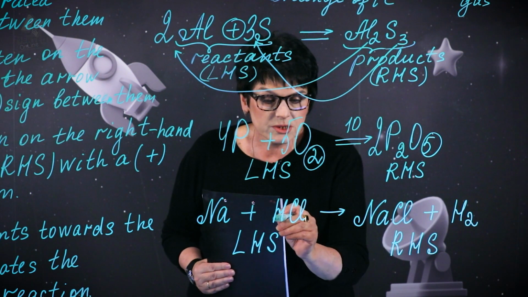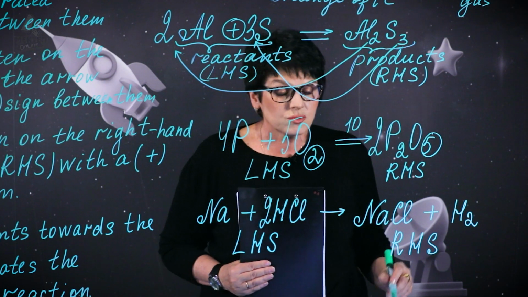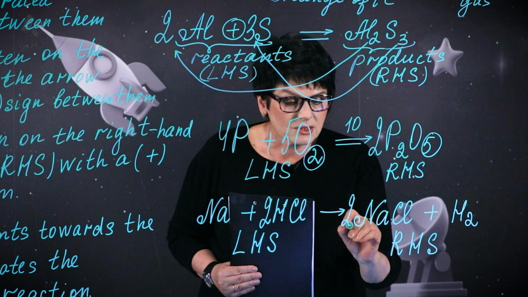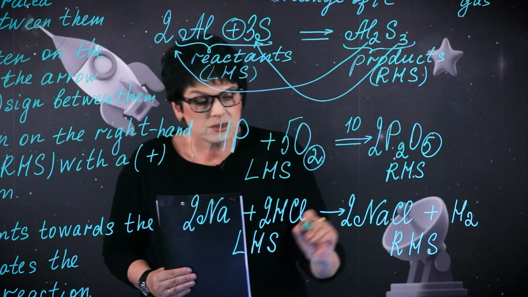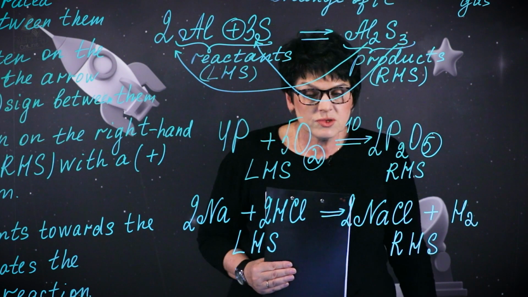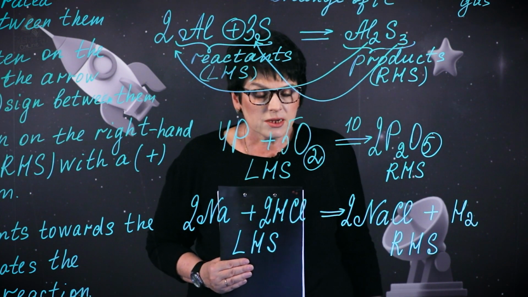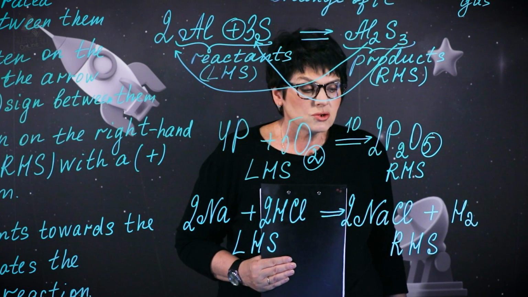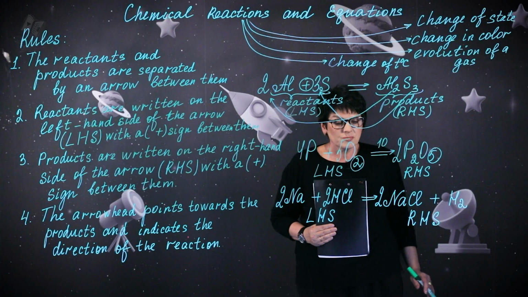Okay, let's begin with hydrogen. Here it is by itself, here it is in pairs. Then we will add a coefficient of 2 before HCl. Then we will put a coefficient of 2 in front of sodium chloride. And let us finish with the 2 before sodium. So we could interpret this equation as follows. 2 Na plus 2 HCl equals 2 NaCl plus H2, hydrogen gas. Left and right sides here, hopefully clear.